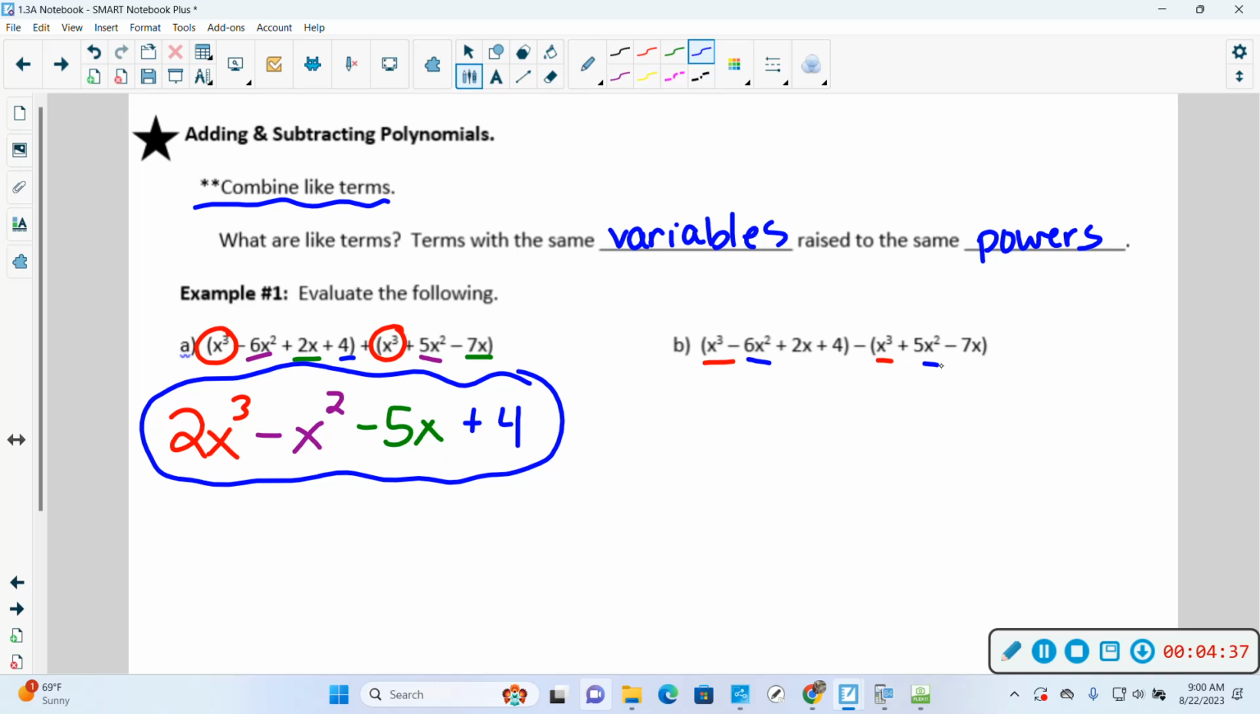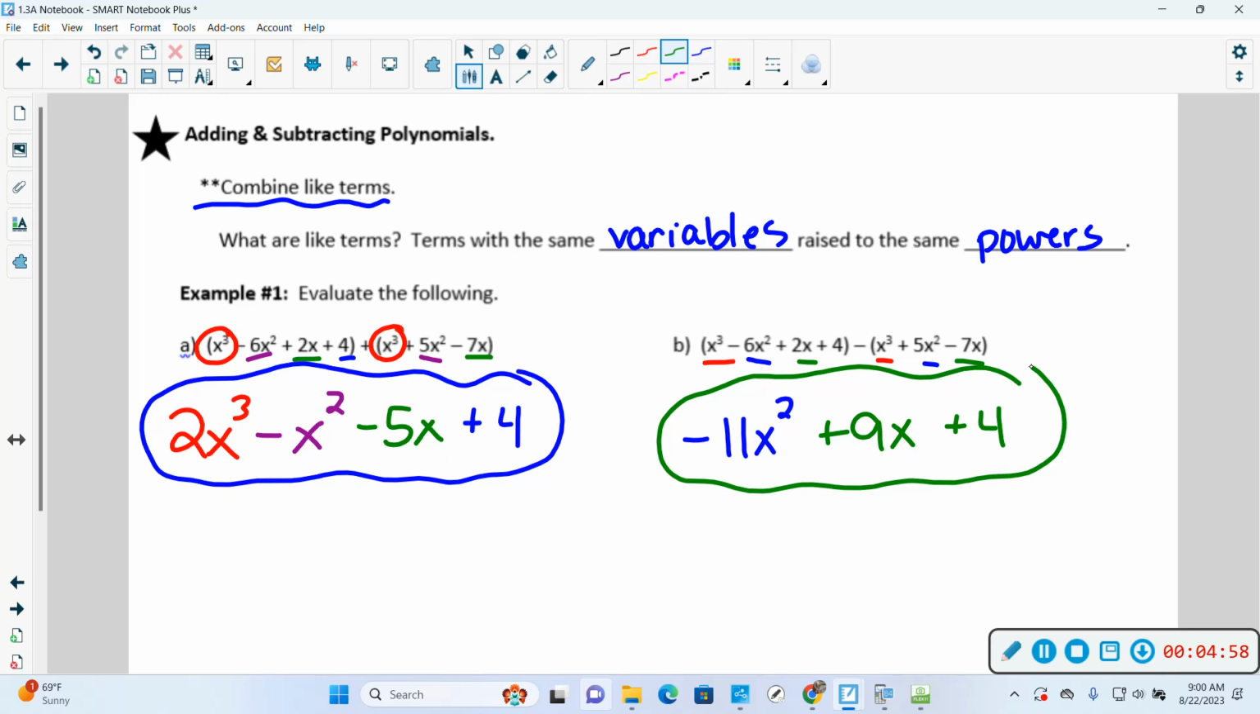Negative 6x squared minus 5x squared. Negative 6 minus 5. Got it. I'm going to do the x's next. 2x minus negative 7x. Minus a negative, really plus. 2 plus 7. And of course, last but not least, 4 plus 4.